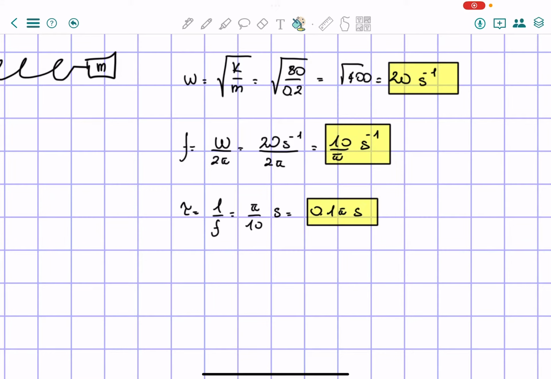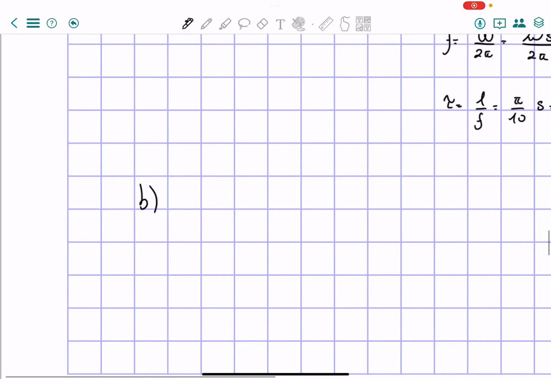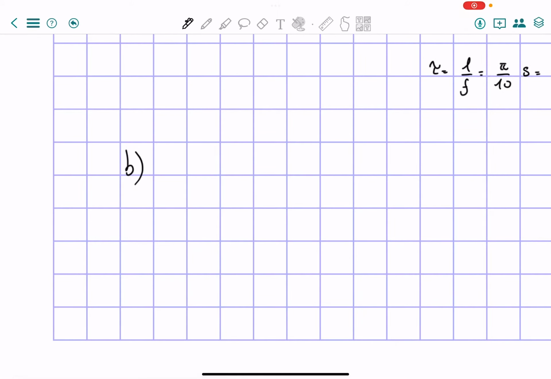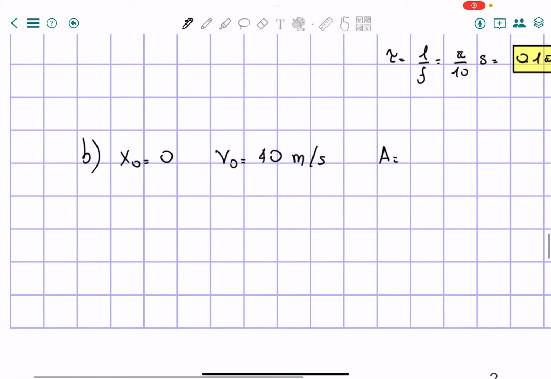Okay. Now for part B, we have the continuation of our problem. So we have x naught, the position, is 0, and v naught, the velocity, is 40. It's asking what are the constants A, the amplitude, and our angle, the phase shift.